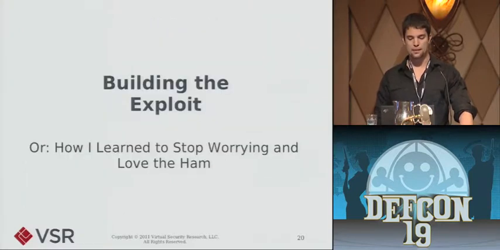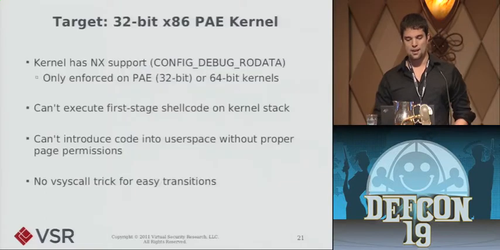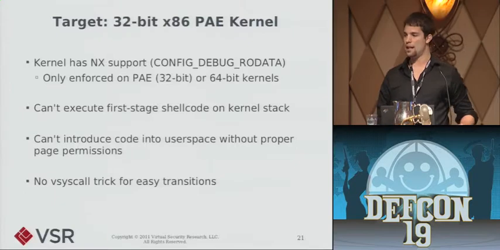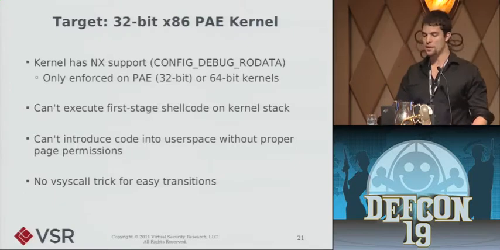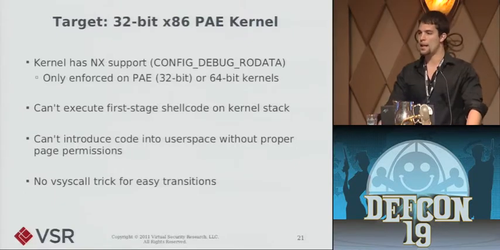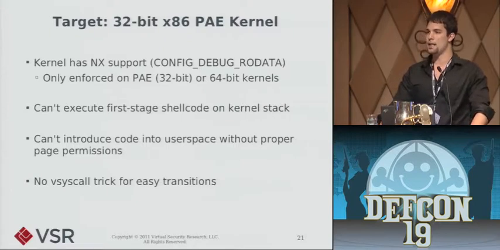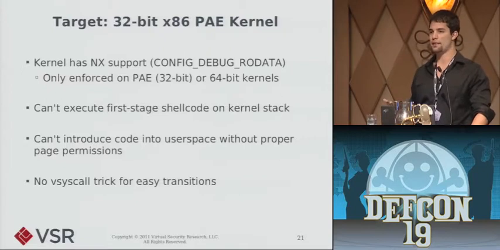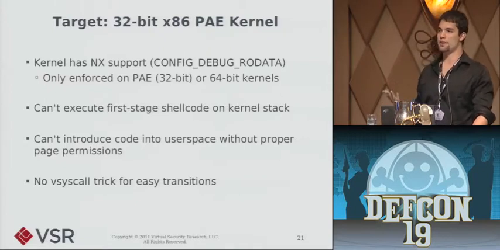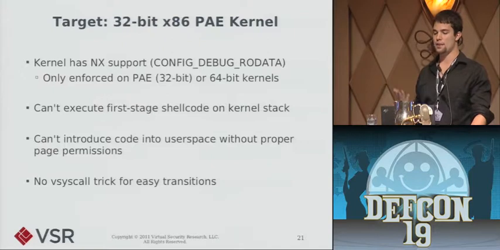And now we've gotten to the good stuff. Before we start talking about how to write this exploit or what the bug is, the target system that I'm going after: I'm using a 32-bit x86 physical address extension kernel. And the PAE component is significant because it means the kernel now has NX support, as in the kernel stacks and kernel heap, kernel data are all now non-executable. So we can't just execute code on the kernel stack immediately without doing something first.